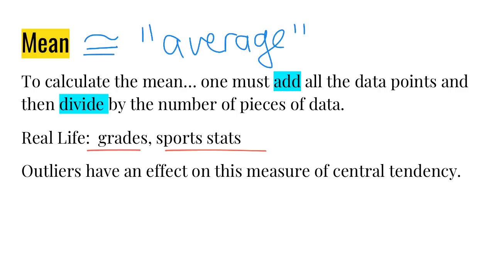Now, there's something called an outlier. We're going to talk about that in a little bit. It is a data point that's way different from the rest of the data points, and it has an effect on this measure of central tendency. So if you have an outlier, using the mean probably is not the best choice.